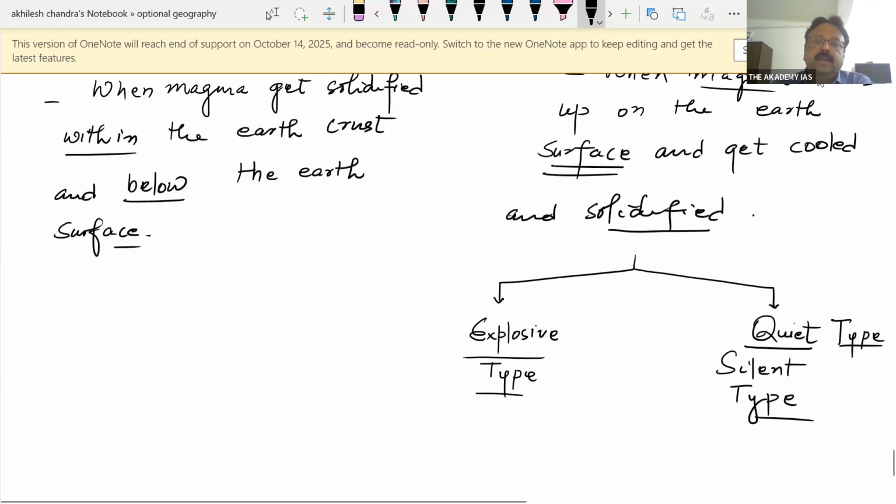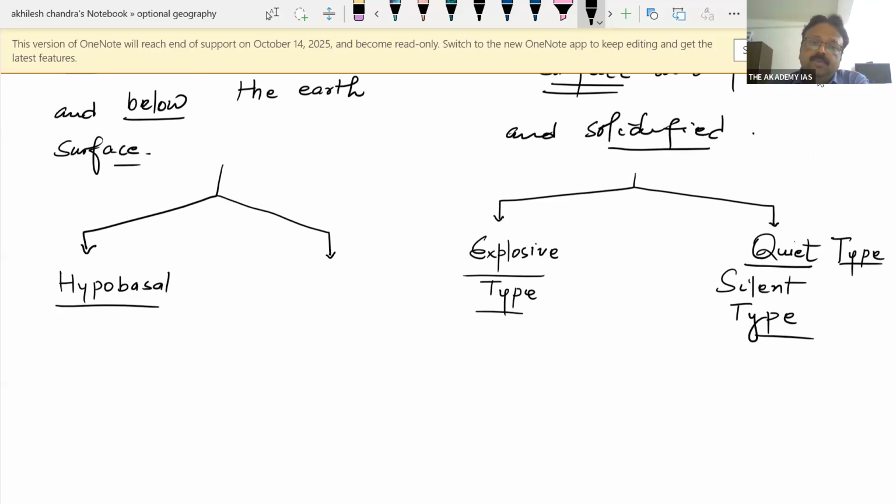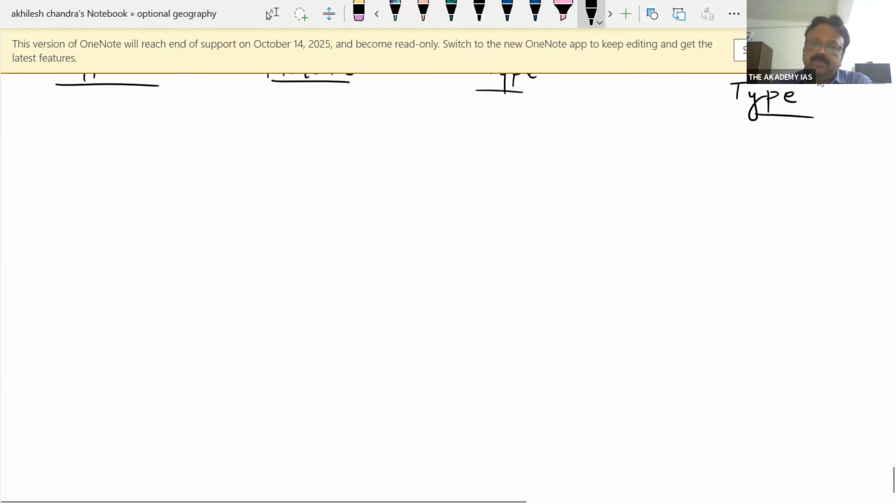And here intrusive, we have again two divisions. One is hypobasal intrusive. Another one is plutonic intrusive. Okay. Hypobasal and plutonic intrusive. Let's take up this intrusive igneous rock, then we will come on to the extrusive.